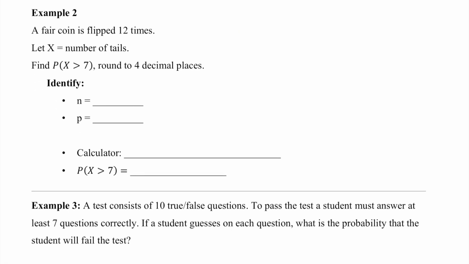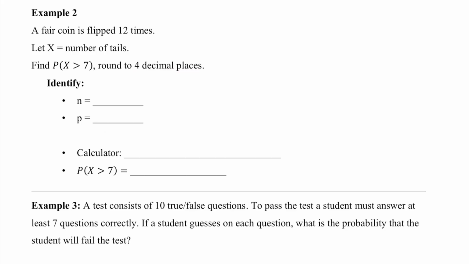Let's look at example 2. A fair coin is flipped 12 times. Let X be the number of tails. This means we are interested in counting the number of tails, so success is the number of tails. Find the probability that X is greater than 7. Round to 4 decimal places.